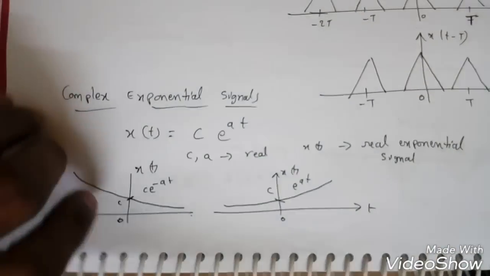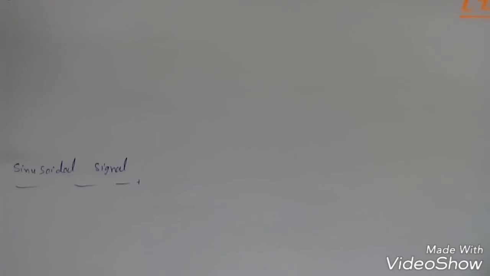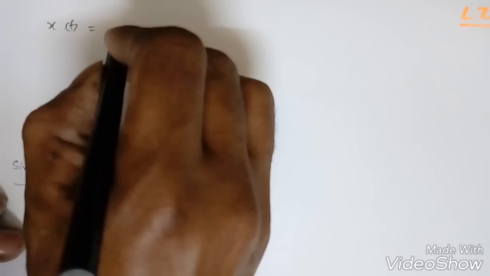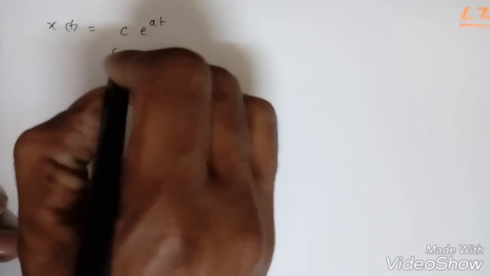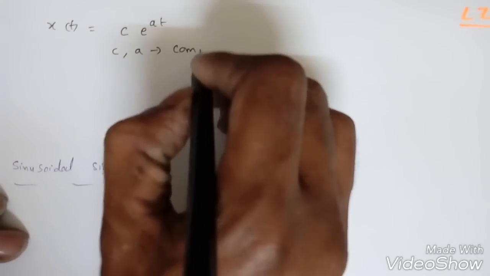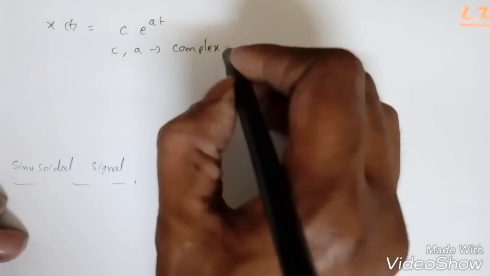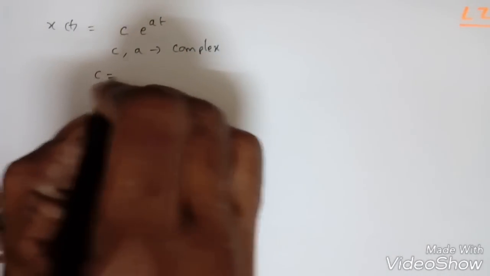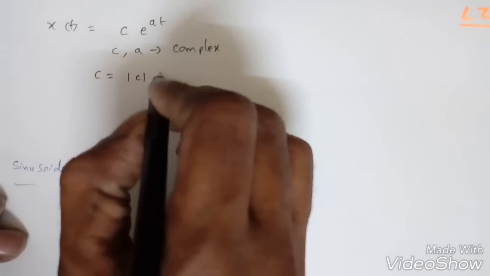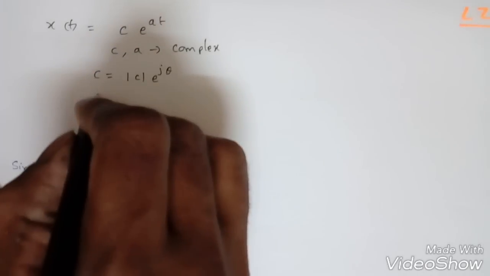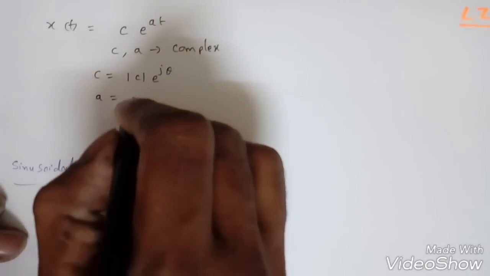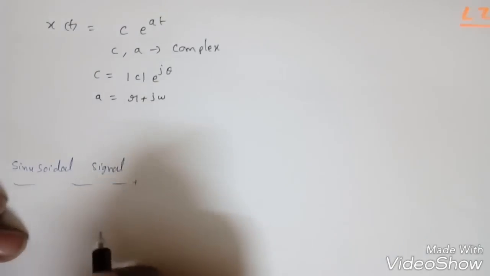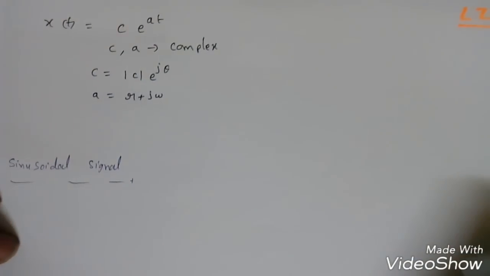So what about the complex exponential signals? Suppose both are complex. If x of t is equal to c into e power at, and c and a are complex variables, it is like this. C is equal to some magnitude into some angle. Similarly a is also, suppose, r plus j omega. It's also a complex number.